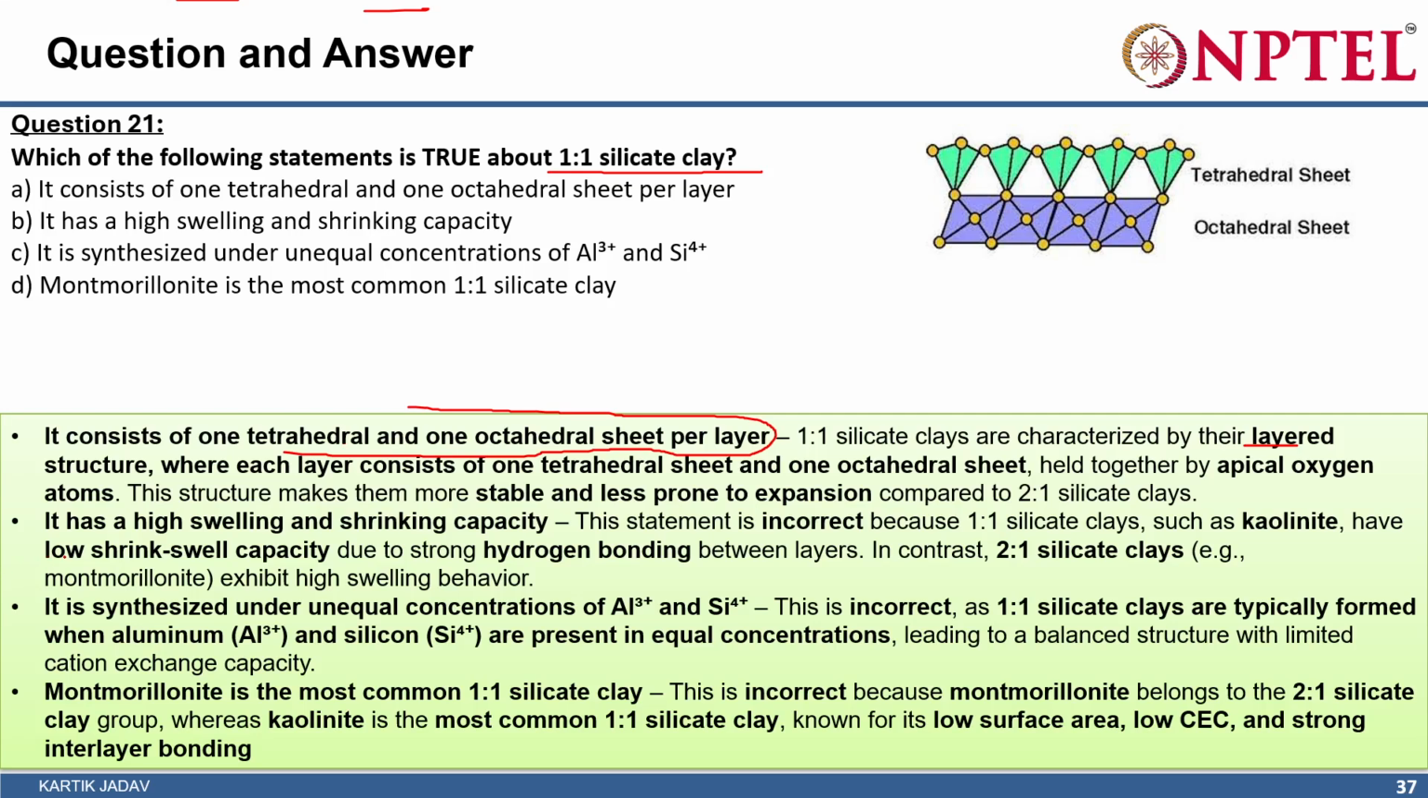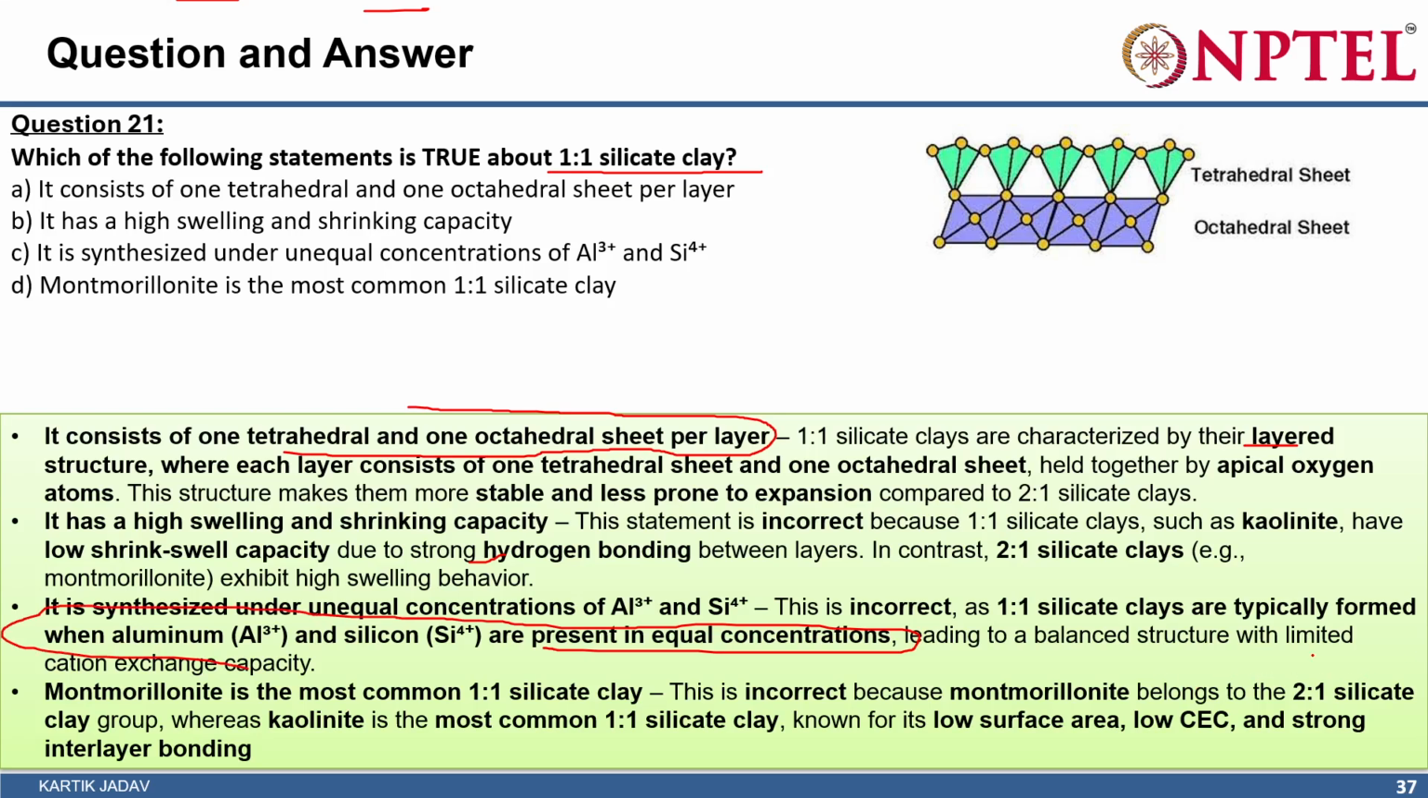It has a high swelling and shrinking capacity. This statement is incorrect because we know that 1:1 structure clays like kaolinite have no shrink-swell capacity, while it is synthesized under unequal concentration of aluminum and silicon. This is also incorrect, right? Because 1:1 silicate clays are typically formed when aluminum and silicon are present in an equal concentration, right?